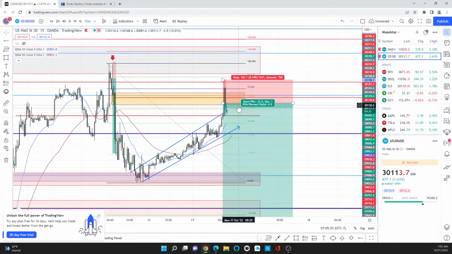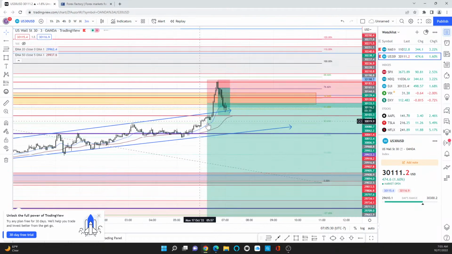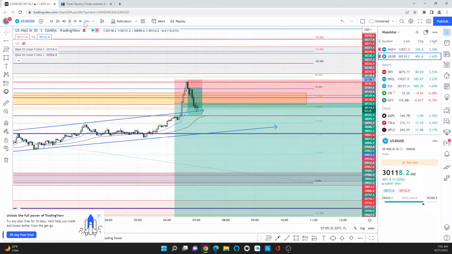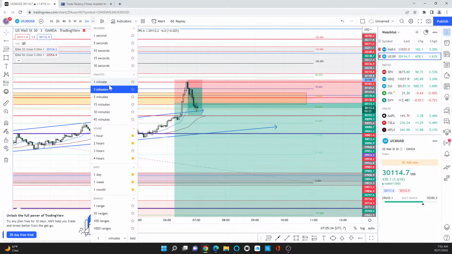Well, we're in the trade. Let's see if it, yeah, baby. See if it does what we want it to do from here. Still respecting this, and then on the 1 minute, you can kind of see it forming.